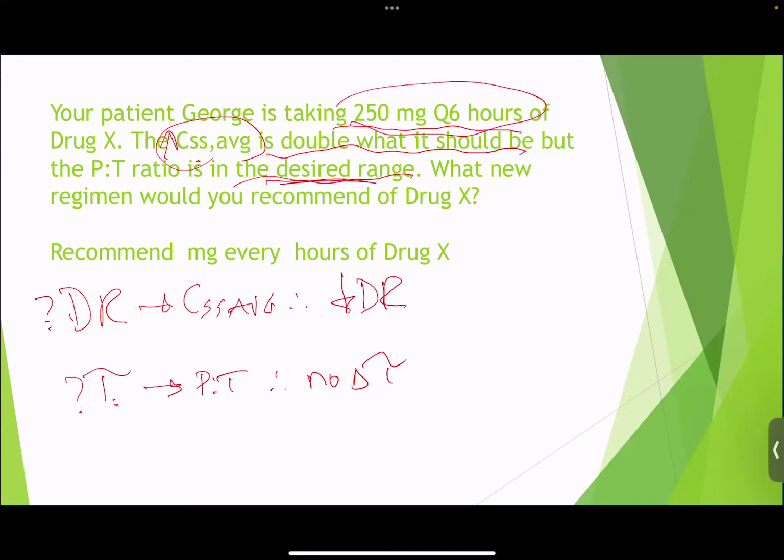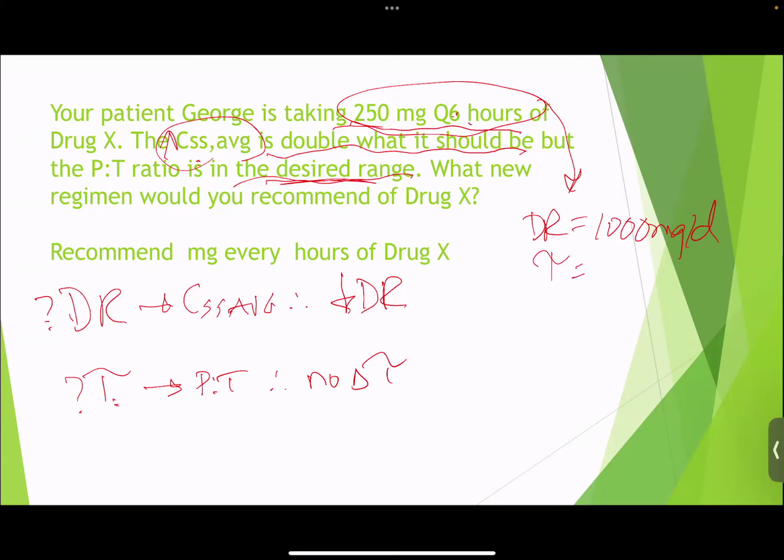Well, knowing this, what is our dose rate? Our dose rate is 250 Q6. So there's 4 of these a day. So the dose rate is 1,000 milligrams per day, isn't it?